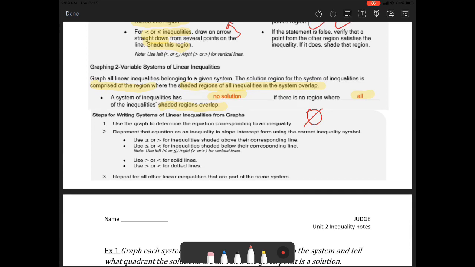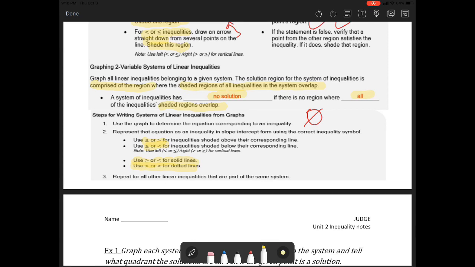So steps for writing a system of linear inequalities from graphs. Basically, you're going to use the graph to determine the equation corresponding to an inequality. Basically, what that means is you're going to represent an equation as an inequality in slope-intercept form using the correct inequality symbol, which are symbols we've talked about before. Basically, if it's shaded above, you'll use your greater thans, and if it's shaded below, you'll use your less thans. And then you use the different ones for your solid lines or your dotted lines.